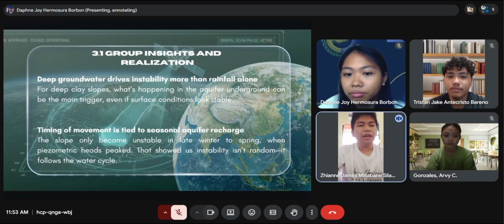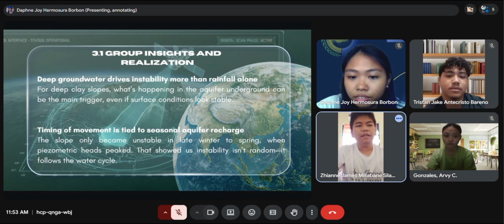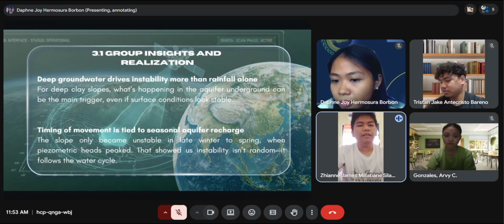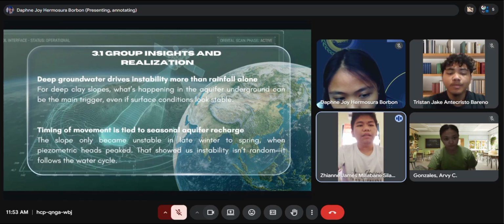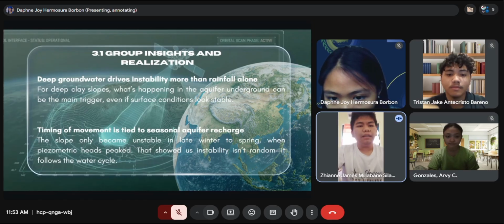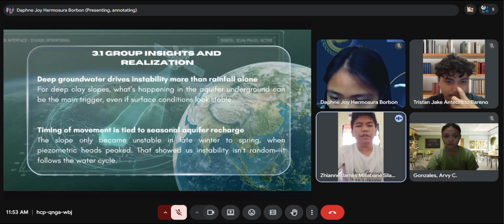On the deep groundwater being the main driver, one thing that really stood out to us is that it's not just the rain at the surface causing the landslide to move. The big trigger is actually the deep aquifer beneath. Even when the top layer looks fine, if the deep water pressure builds up, the slope starts to creep. That changes how we think about clay slopes. You can't ignore what's going on underground.